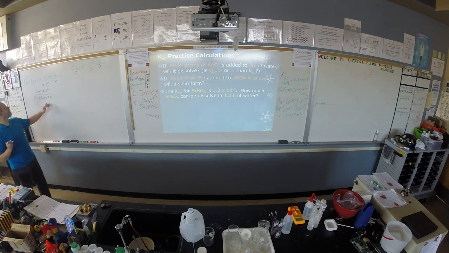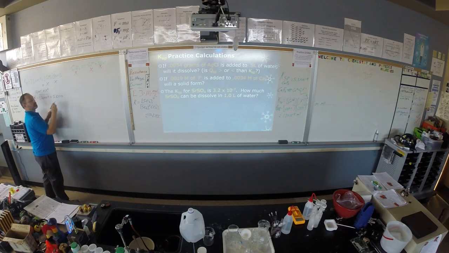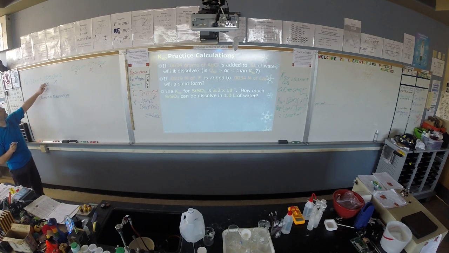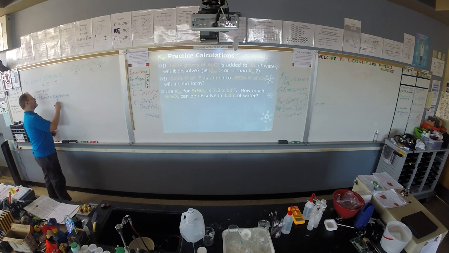Okay, so what is the square root of 3.2 times 10 to the negative 7? 5.6 times 10 to the negative 4. And the unit is molar, because these are concentrations. So this is the maximum concentration of strontium sulfate that you can create.